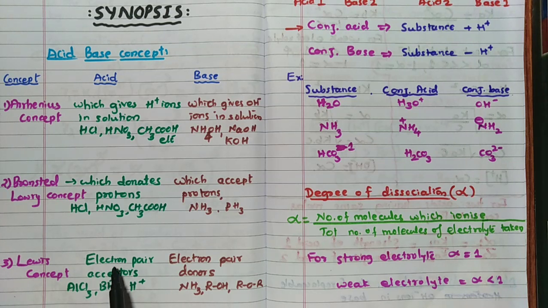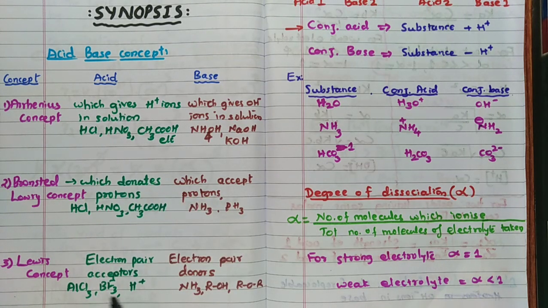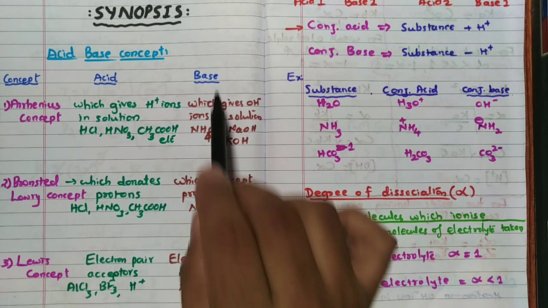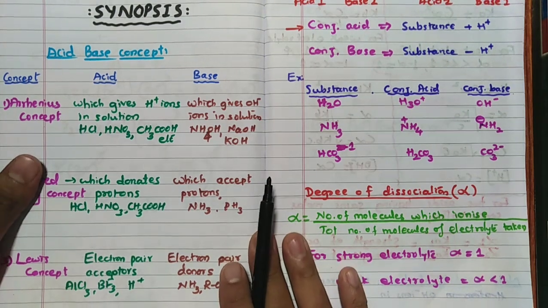Lewis concept. According to the Lewis concept, electron pair acceptors are called acids, like AlCl3, BF3, H+, etc. Bases are electron pair donors, remember, which means electrophiles are generally called acids, and nucleophiles are generally called bases. Very important, this table you have to remember. Definitely we can expect some questions from this.